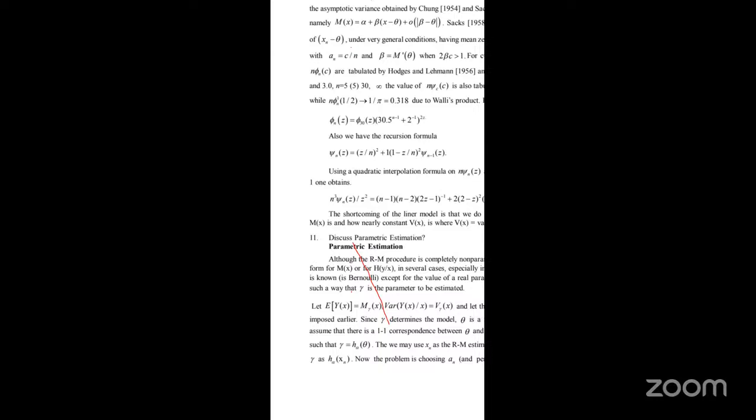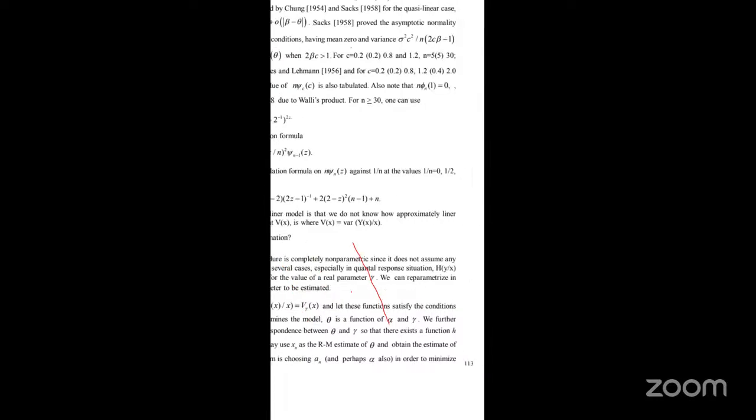theta as h of x. Now the problem is choosing small a in order to minimize the asymptotic normal variance of the estimate of gamma. So one can easily show that n power of 1 by 2 times h of x minus y is asymptotically normal with mean 0 where variance is h of theta whole square sigma square c squared by 2ac minus 1. So now the example.